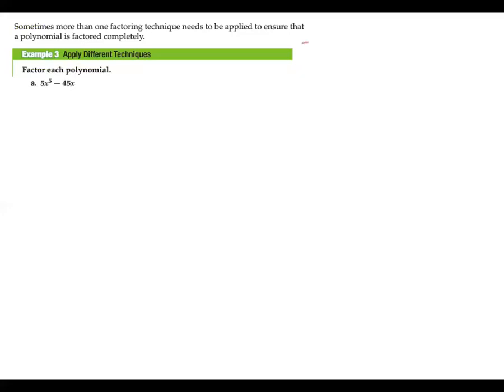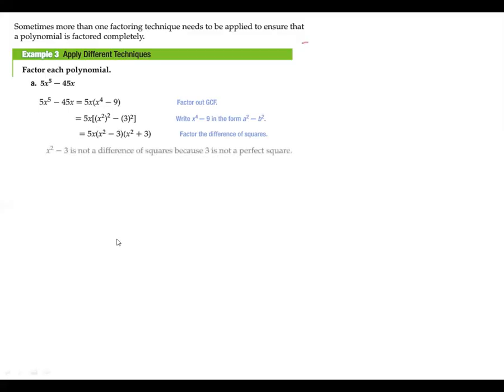All right, so if you look, both terms have a factor of 5 and x, so you can factor that out. So it's 5x times x to the 4th minus 9. Then x to the 4th and 9 are both perfect squares, so I could factor that as x squared minus 3 times x squared plus 3. Again, even though the x squared is a square, 3 is not a perfect square, so we're not going to keep factoring as this is a difference of squares, so we just stop. Same thing we did in example 2b on the previous slide.